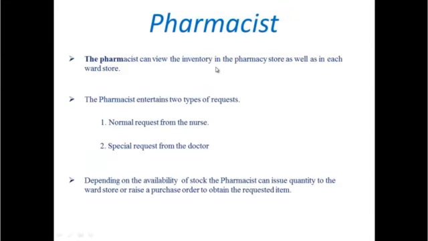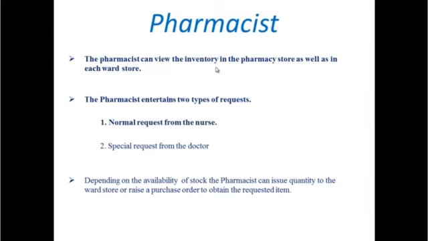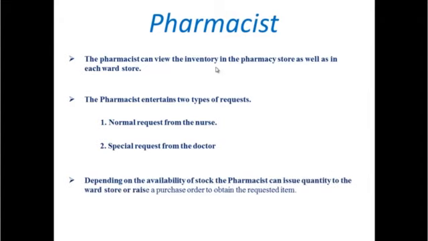Pharmacist. The pharmacist can view the inventory in the pharmacy store, as well as in each ward store. The pharmacist entertains two types of requests. First is normal request from the nurse, and second is the special request from the doctor, depending on the availability of stock. The pharmacist can issue quantity to the ward store or raise a purchase order to obtain the requested item.